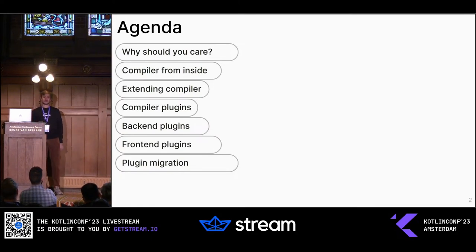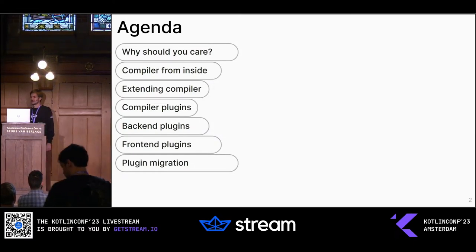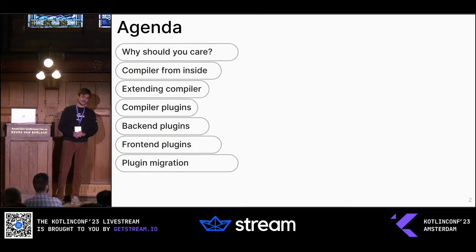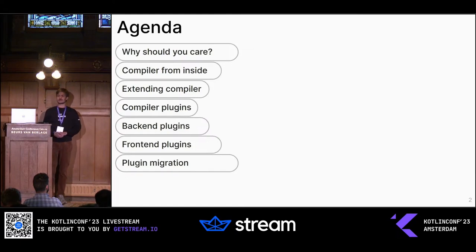First, we will talk a little bit about why anybody should care about compiler plugins at all. Then, to understand the plugins better, we will discuss briefly how a compiler is organized from inside and which ways exist to extend the compiler. Then we will talk about the plugins themselves, in particular backend plugins and frontend plugins, different kinds of compiler plugins. And at last, we will discuss very briefly plugin migration from the old compiler API to the new compiler API. So let us start.